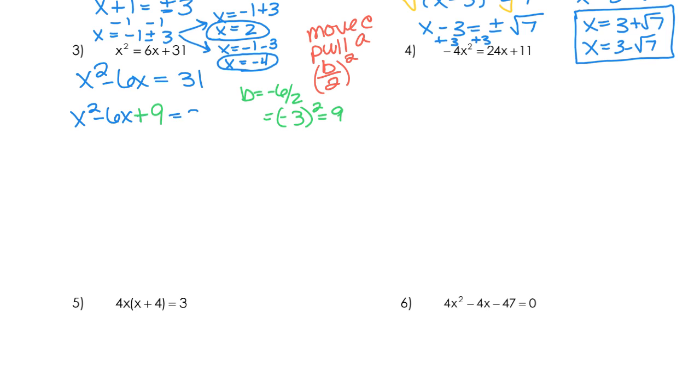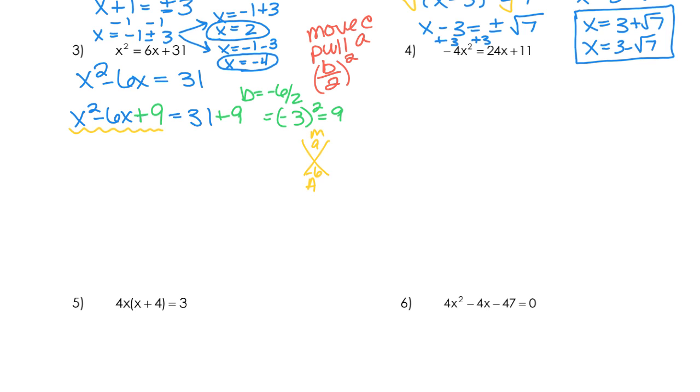Equal to 31 plus 9, because we didn't pull anything out, so we really only added 9 to the left-hand side, so we only add 9 to the right-hand side. We just formed a perfect square trinomial by putting that 9 there, and so now we're going to go ahead and find our numbers. Multiply to 9 and add to negative 6.